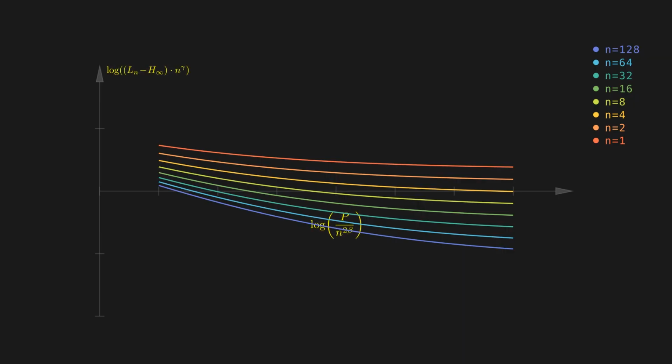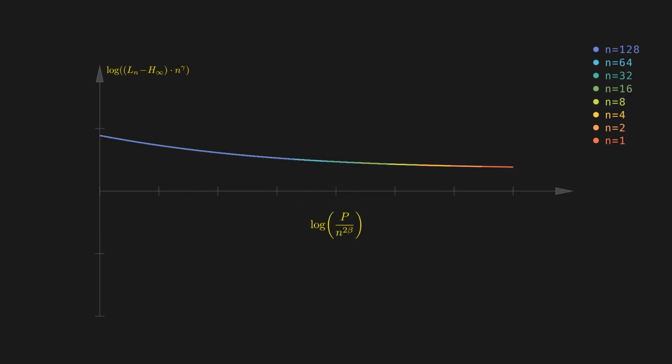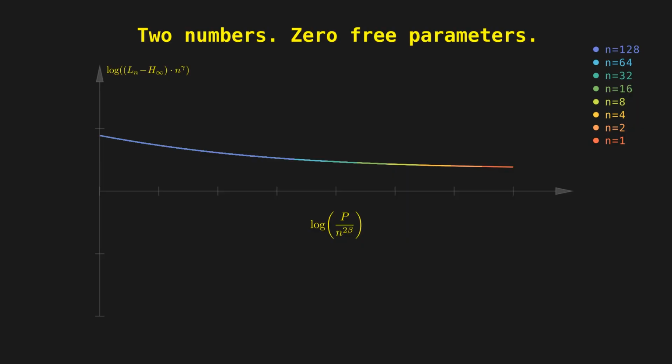Now watch what happens when we rescale the axes. Every single curve collapses onto one. Same data, different coordinates, perfect alignment. This is a prediction made by a theory that derives neural scaling laws entirely from two statistical properties of language you can measure without training any model. No free parameters, no curve fitting, just the structure of language itself.